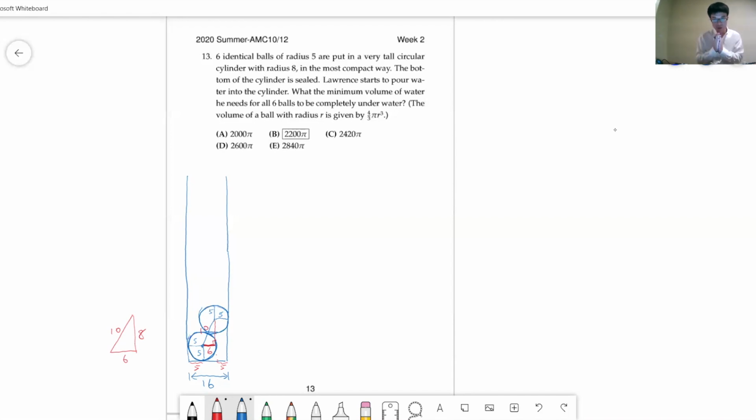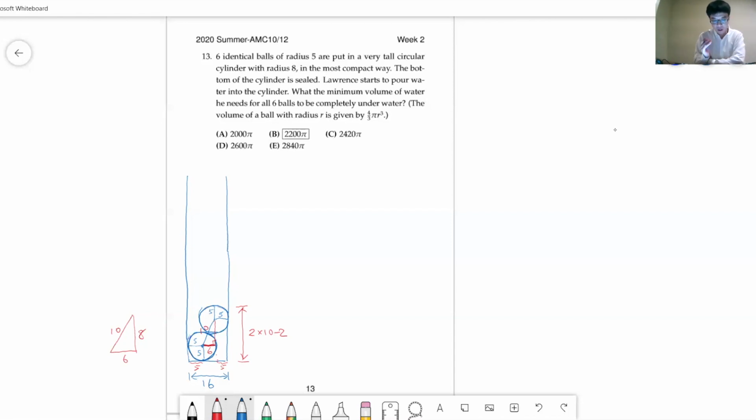That means the vertical distance between these two centers is 8, not 10. And the total height of these two balls is going to be 5 plus 5 plus 8, which is 18. So this is like 2 times 10 minus 2. So total sum of the diameter minus 2. That's the total distance.